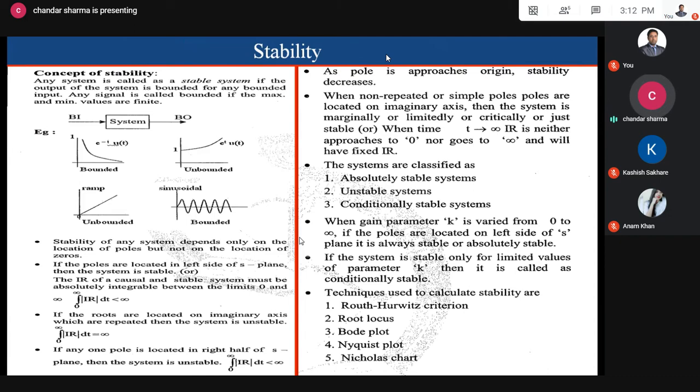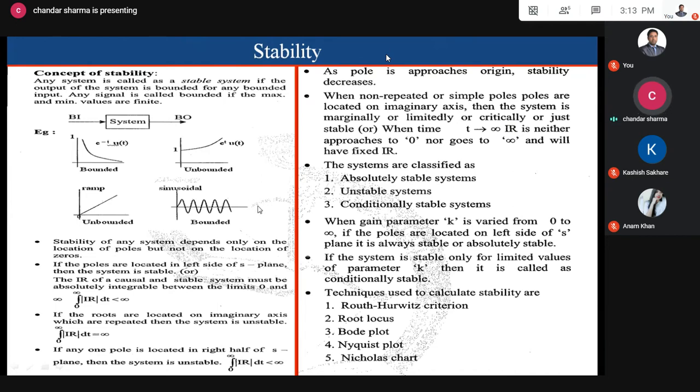Any signal is called bounded if the maximum and minimum values are finite. So if I give the system a bounded input, then my output should be bounded. For example, this is bounded, this is unbounded. This is unbounded, this is bounded.